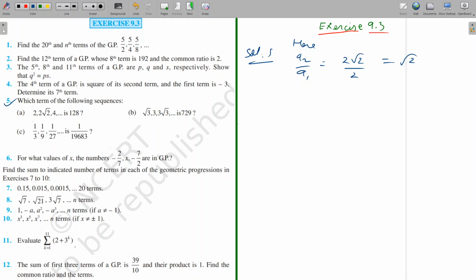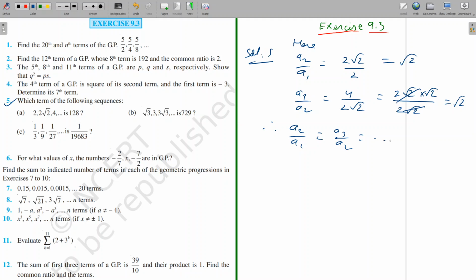And next we will find a3 by a2. So a3 over a2 is equal to 4 over 2 root 2, and 4 we can rewrite as 2 root 2 into root 2, over 2 root 2. So both 2 root 2 and 2 root 2 cancel out, we will get the answer as root 2. Therefore we can say that a2 by a1 equal to a3 by a2 equal to, this dot dot shows that the same process is going on. So you can say that the given sequence is a GP.